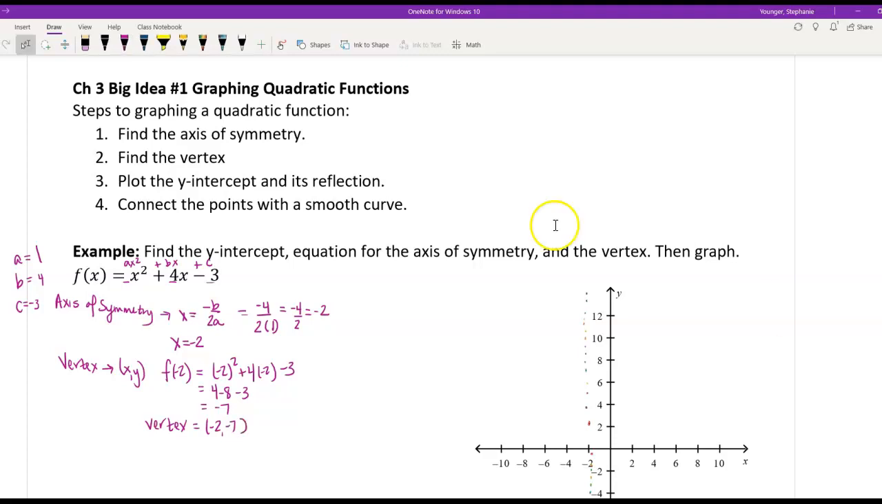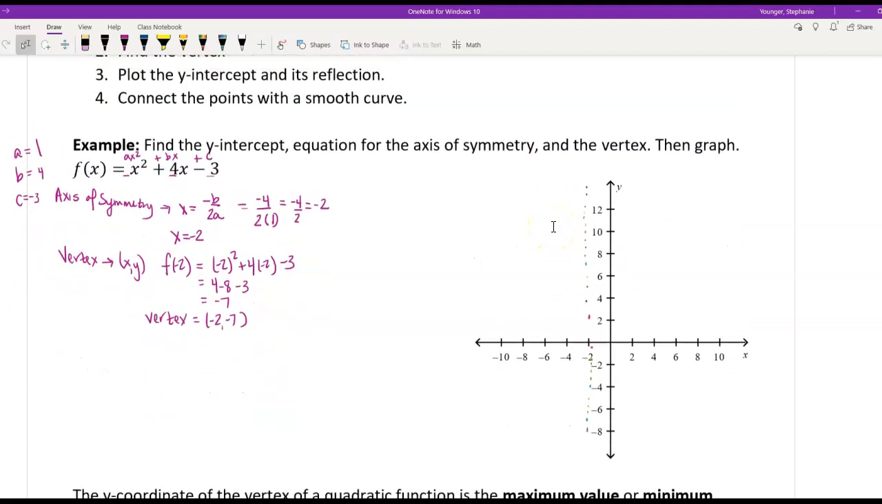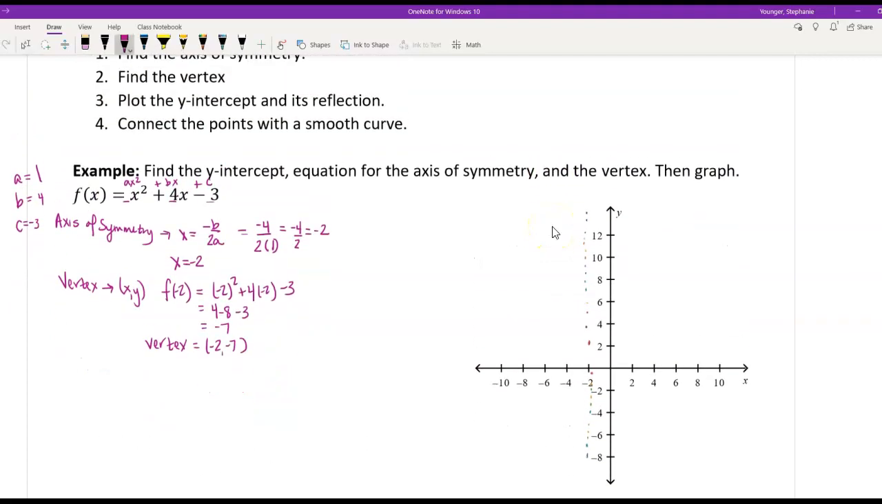So let's go ahead and scroll down so we can see. So our vertex is at negative 2, negative 7. So right here's our vertex. Our y-intercept is whatever c is. C is negative 3, so our y-intercept is 0, negative 3. So we go to negative 3.